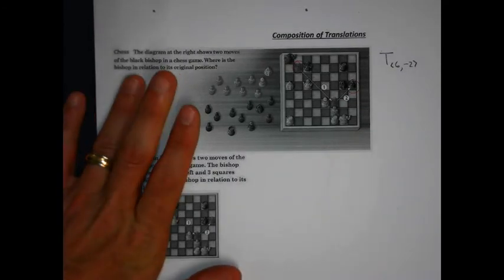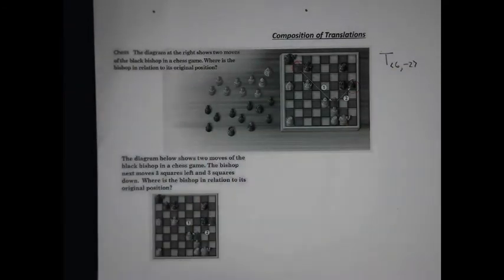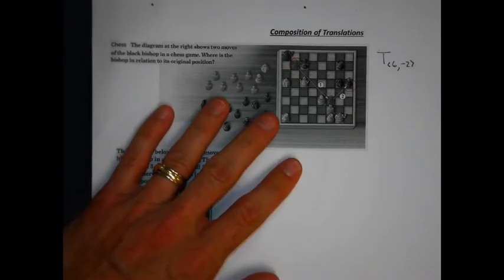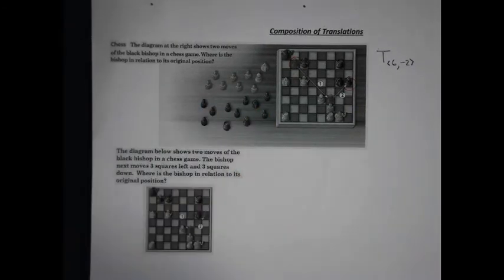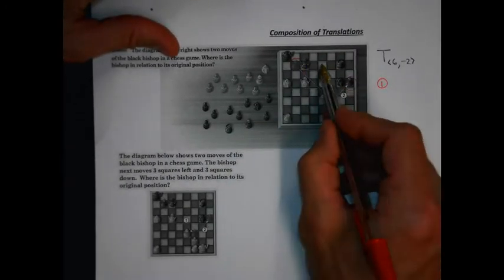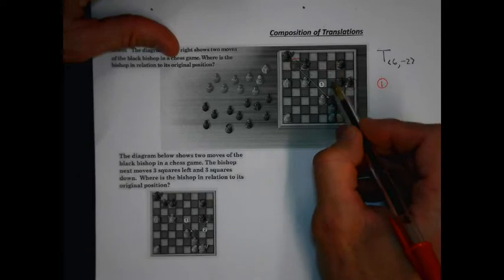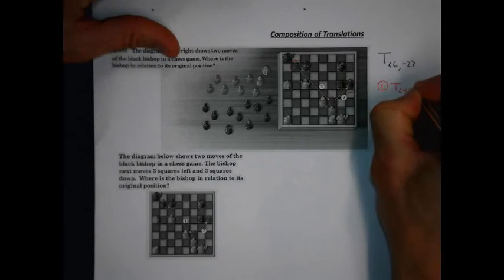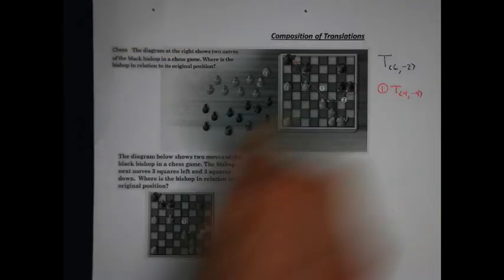Where is the bishop in relation to its original position? There it is. There it is now. Now, what's kind of cool is, how did it get there? Right? So what was the first move? The first move is to here. Okay, so the first move went 1, 2, 3, 4 units to the right and 4 units down. So the first move was 4 units to the right and 4 units down.